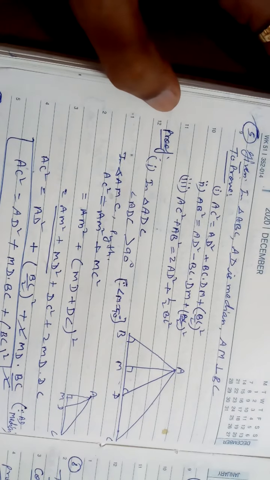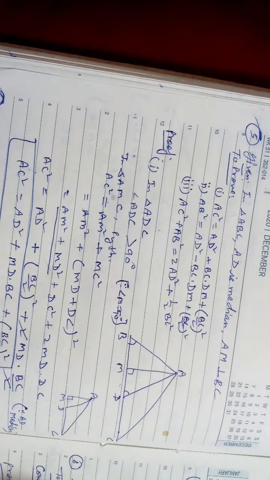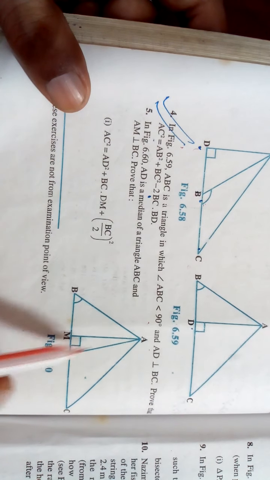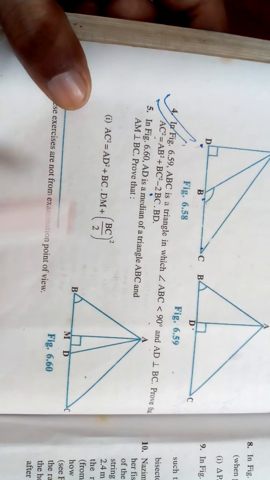Fifth question, you will see question number 5 is given here. In this question 5, it is the combination of all. What is given? In the question number 5, this figure is given. In the figure, AD is the median. Median means middle, the midpoint.